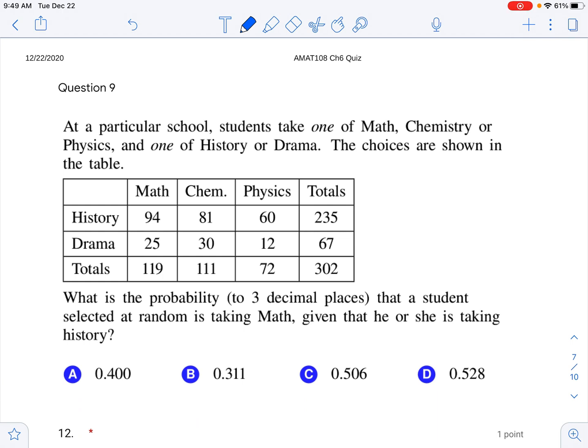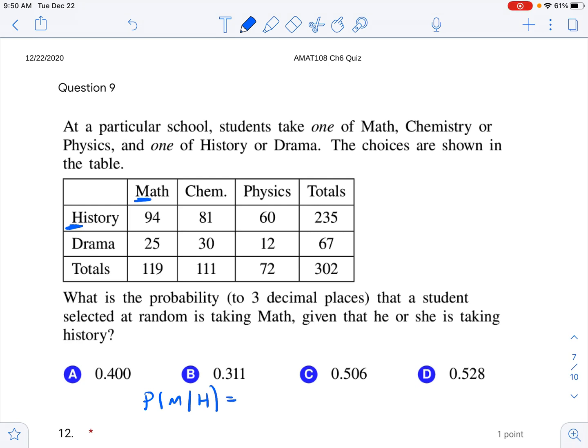Okay, number 9. In a particular school, students take one of math, chemistry, or physics, and one of history or drama. The choices are shown in the table. What is the probability, to 3 decimal places, that a student selected at random is taking math, given that he or she is taking history? Okay, so I'm going to use M for math and H for history. So here, again, we're looking for a conditional probability. What's the probability they're taking math given they take history?